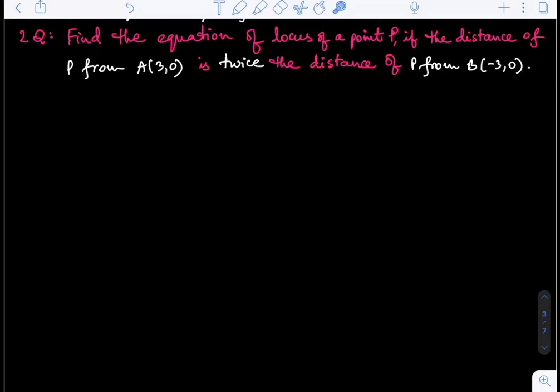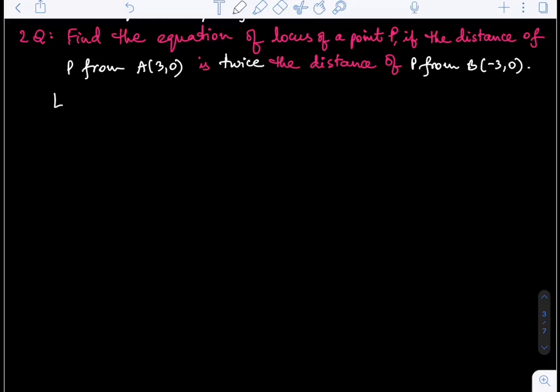To give you a clear idea, I am using different colors here. Let me read the question first. Find the equation of locus of a point P. Here also we have to find the equation of locus of a point P, if the distance of P from A (3, 0) is twice the distance of P from B (minus 3, 0). So these are all geometric conditions. With these geometric conditions, we are going to write an equation, and we can translate that equation into an algebraic equation.